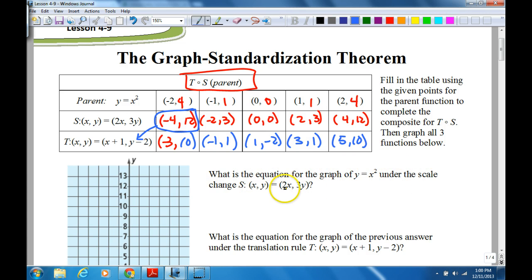scale change of 2x and 3y? So how do we change our original equation? We started off with y equals x squared. What does it become? Is it 3y? Nope, it actually is going to be y divided by 3. It's the opposite of what you see here. Equals x over 2.